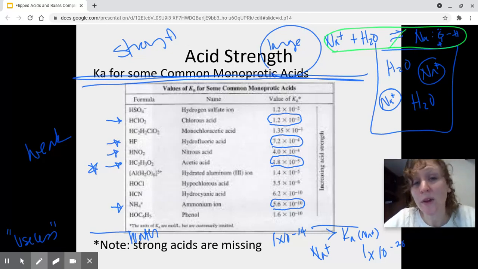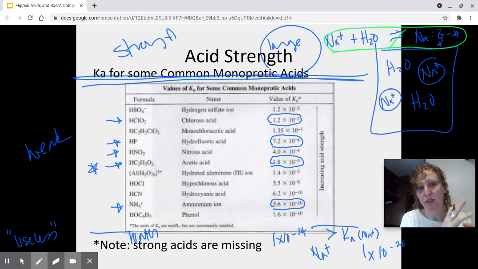And what that says is water will produce more hydrogen ions by reacting with itself than it will by reacting with sodium. Sodium's going to be a non-player in this reaction because it's such a weak acid. It's a useless acid.